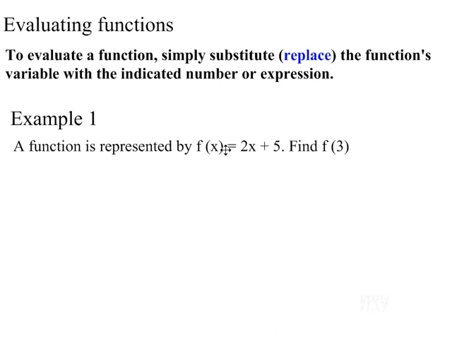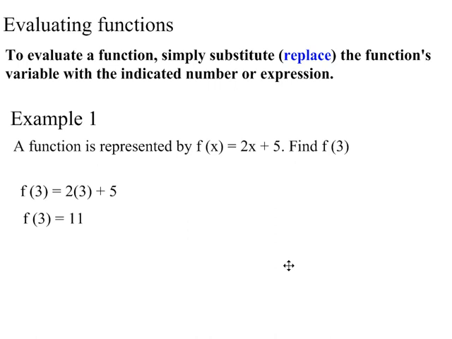So since our function is represented by f of x equals 2x plus 5, to find f of 3, all we have to do is substitute 3 for x. So f of 3 would be 11. 2 times 3 is 6. 6 plus 5 is 11.